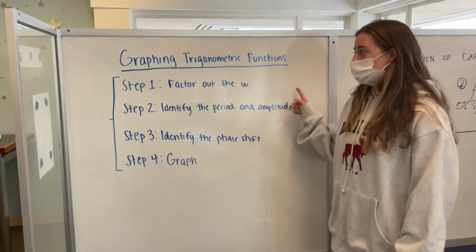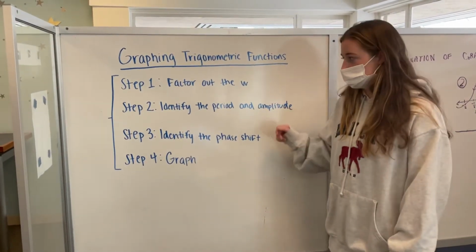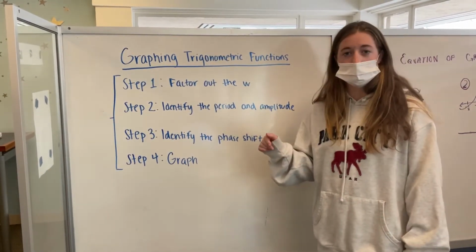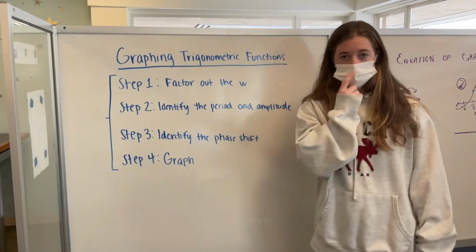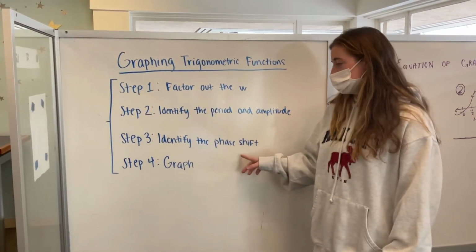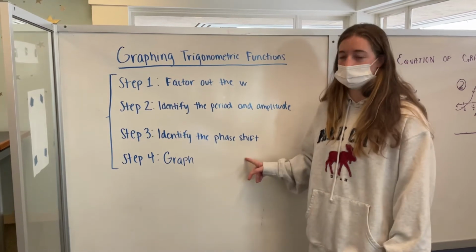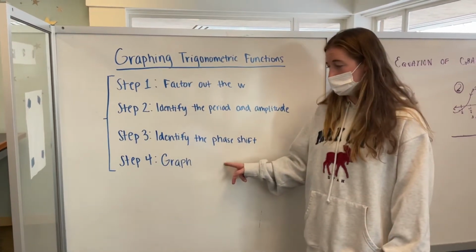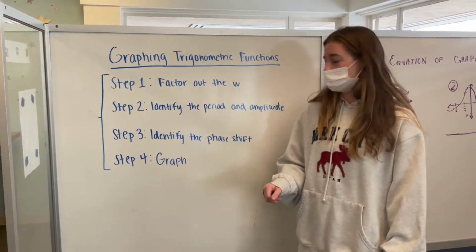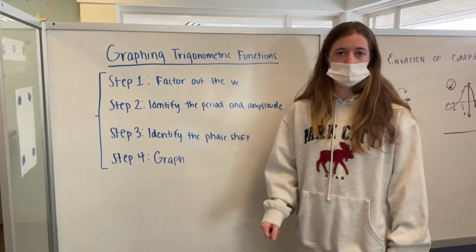We're going to be talking about graphing trigonometric functions. Step 1, factor out the w. Step 2, identify the period and the amplitude. Step 3, identify the phase shift, also known as the horizontal shift. And then step 4, graph, and split the graph into 4 intervals and sketch the curve using 5 key points.